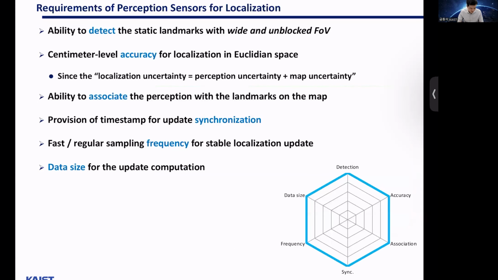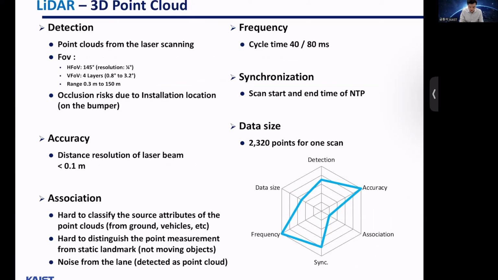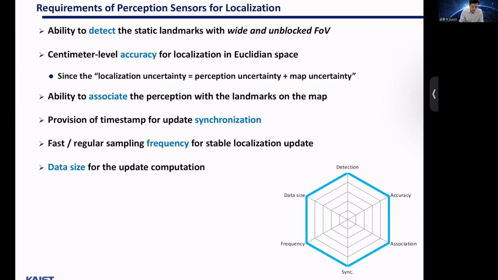And here is more information about what type of information, what the accuracy, association, frequency, and some characteristics or properties of different sensor perception results are. So here's the requirement of perception sensors for the localization problem.